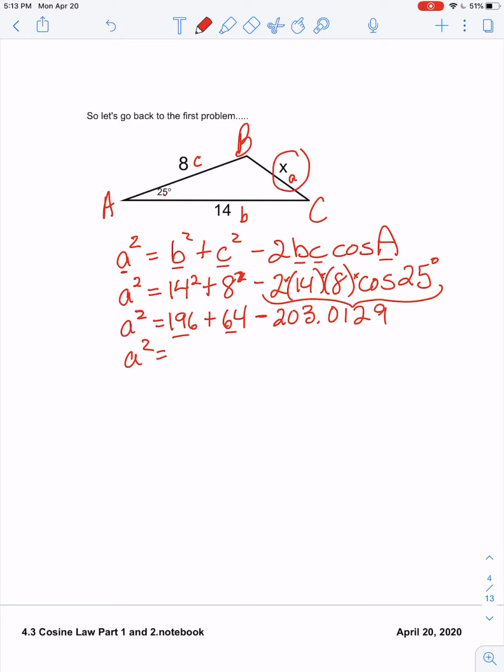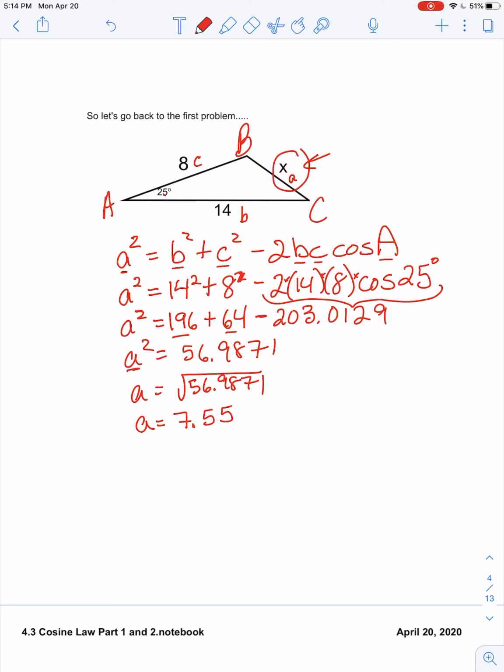And so 196 plus 64 minus 203.0129 is 56.9871. Clearly, this is not 56 units, that's A squared. So A is going to equal the square root of that number. So let's square root that number, and that is 7.55 units.